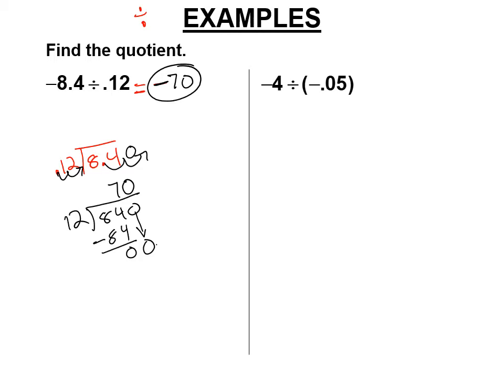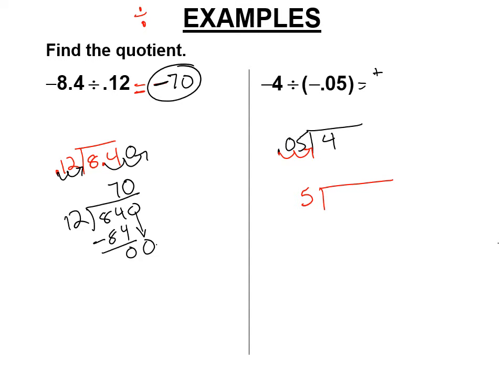Try this one. Well, it has two negatives, so the answer is going to be positive. This is negative 4 divided by negative 0.05. So once again, we have to move the decimal so that it no longer has a decimal point in it. In other words, it becomes a whole number, right? We made the last one a whole number 12. Now we're making it the whole number 5.